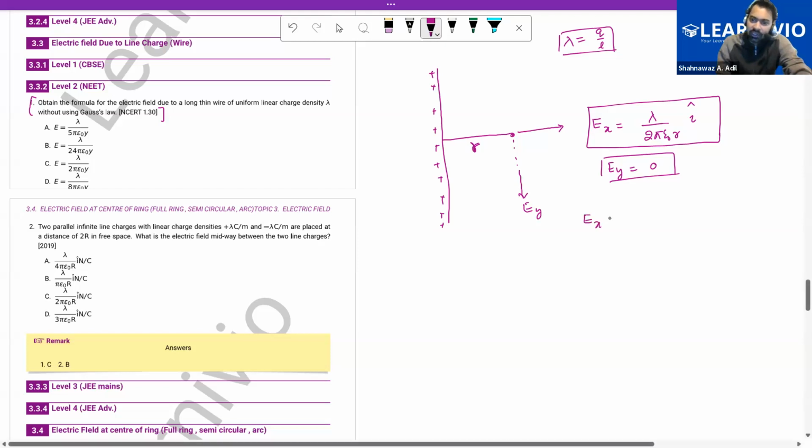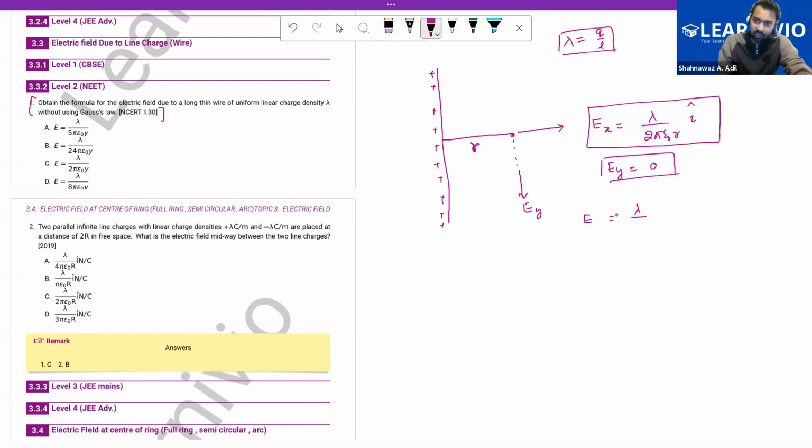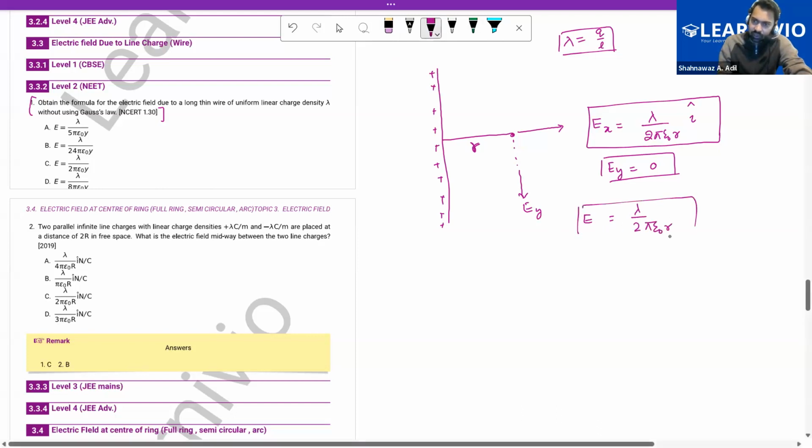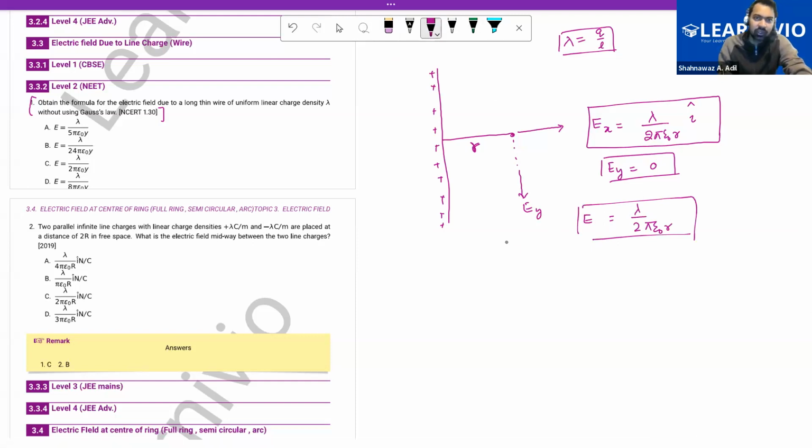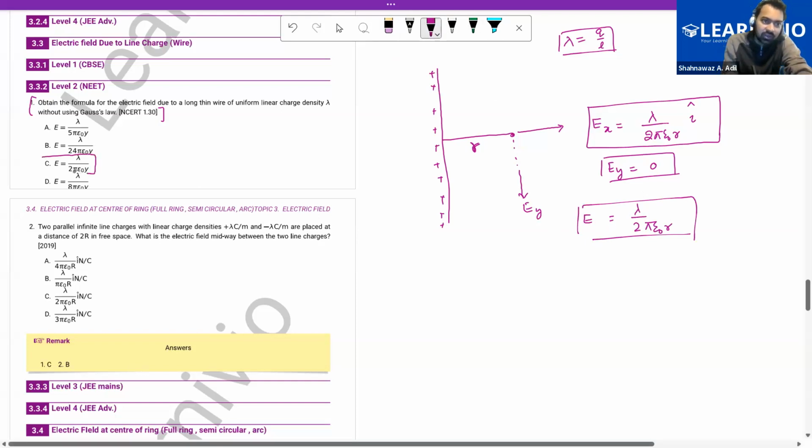Just simply we have to remember that electric field, we can remove this part, and this is 2 pi epsilon naught r. This is the derivation, this is not the result. So derivation, you look at it, and if you have any doubt, please ask me.